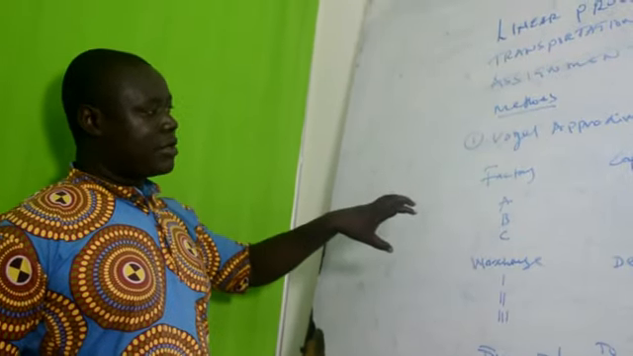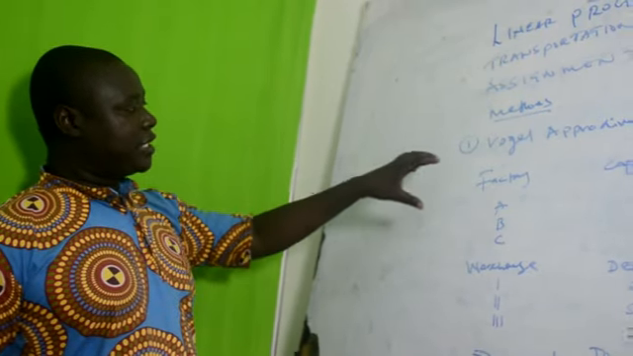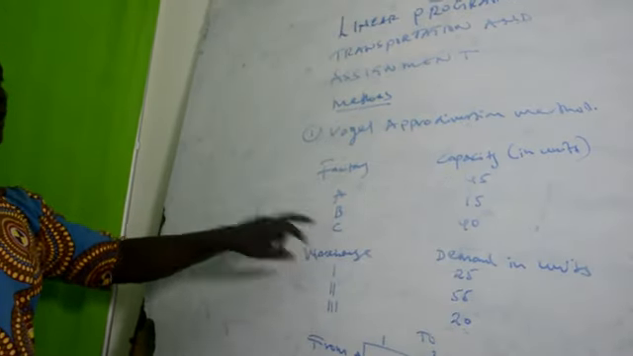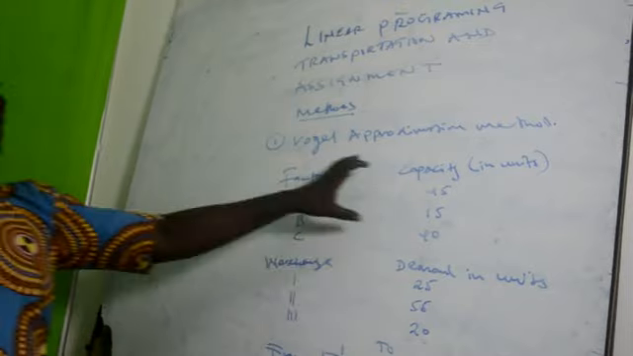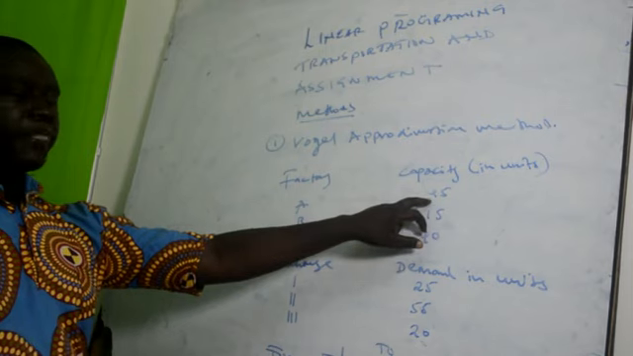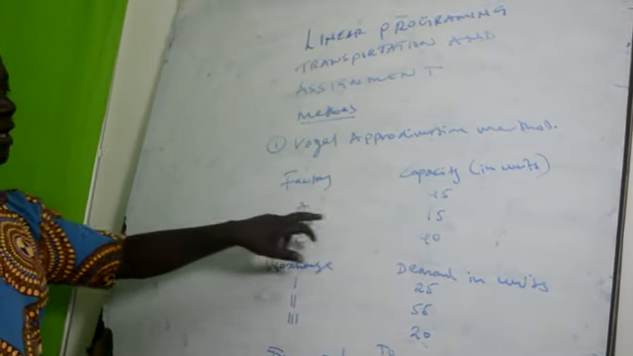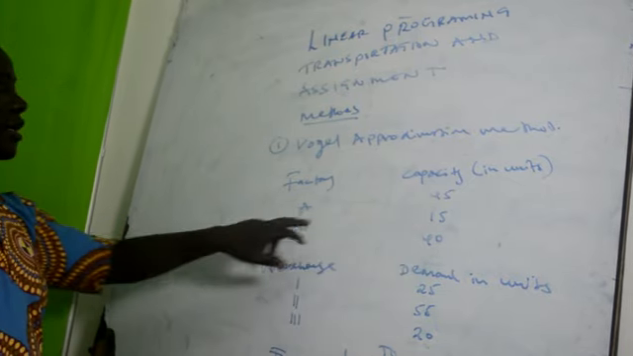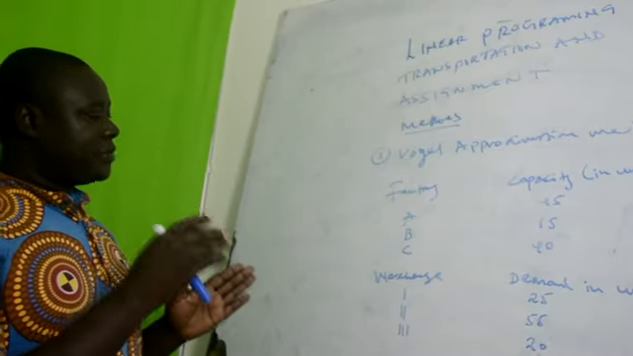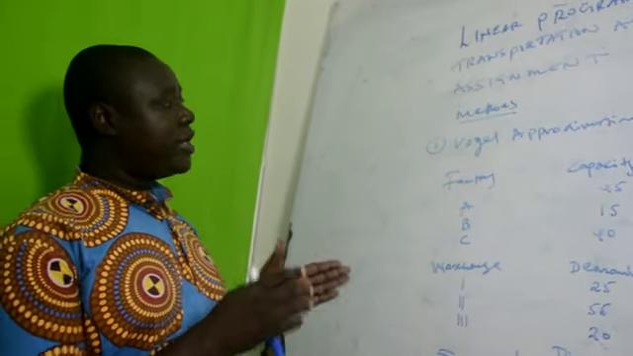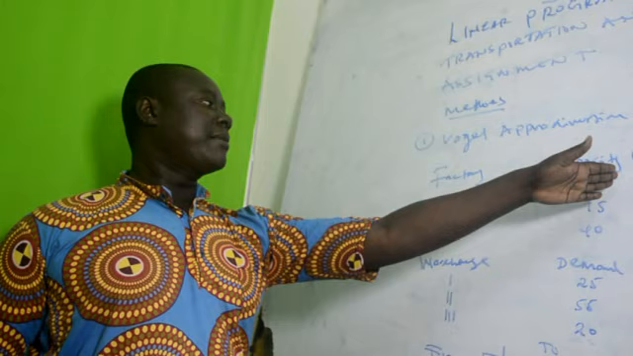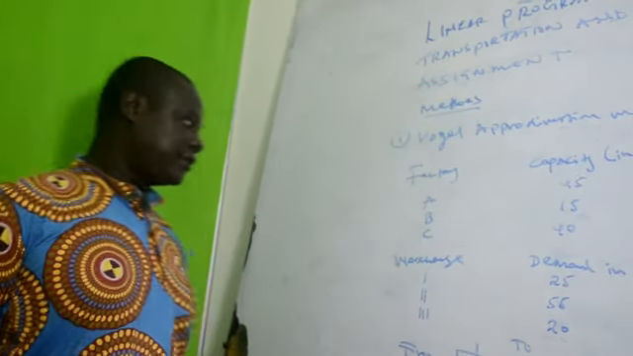Now we have been given an example here. This is an example in a question, in which we have three factories: factory A, B and C. These three factories have their capacities. Factory A has a capacity of 45. Factory B has a capacity of 15. Factory C has a capacity of 40. That means they can accommodate units which are less than this. These are the maximum. Like A can accommodate a maximum of 45, but not more than 45.